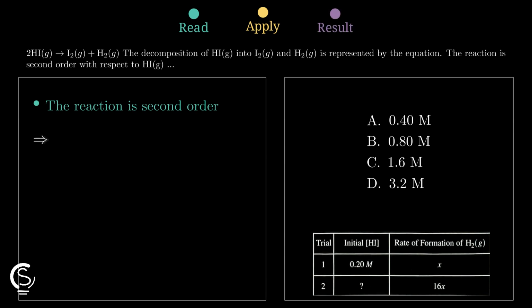The square root of 16 is 4. Multiply the initial 0.20 molarity by 4 to get 0.80 molar, which is B.